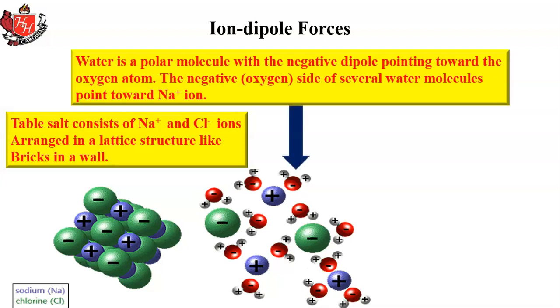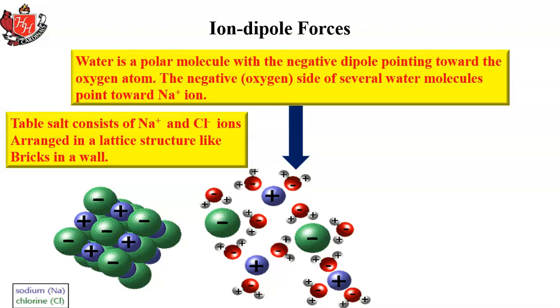So the negative oxygen side of several water molecules will point toward a positive sodium ion. The negative side of water goes over to that cubic structure, and they kind of surround a sodium, and they pull it away from that structure. So in water, table salt will tend to dissolve into its ions because each ion has more of an attraction to the water molecule than it does to the other sodiums or chlorides. So the negative end of a water molecule will pull away the sodiums, the positive cations.